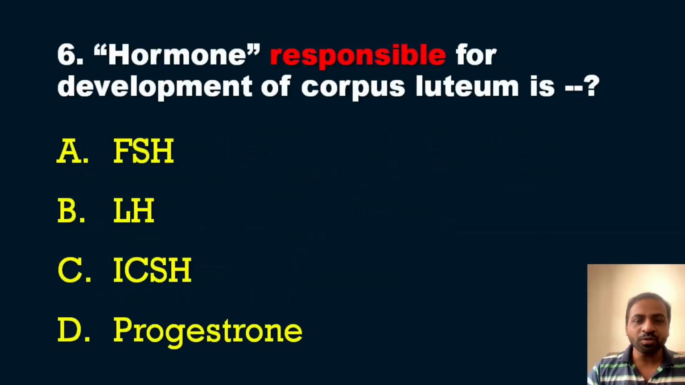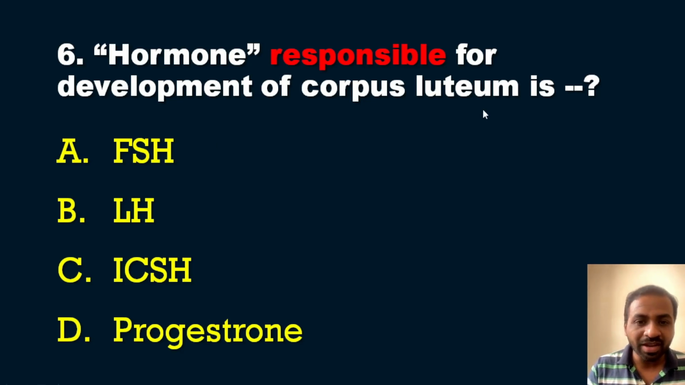Now we will move on to another question, the 6th question in our series. The question is very simple, but it is a little confusing. Hormone responsible for the development of corpus luteum is dash. The options are: A, FSH; B, LH; C, ICSH; and D, progesterone. Which hormone is responsible for the development of corpus luteum?